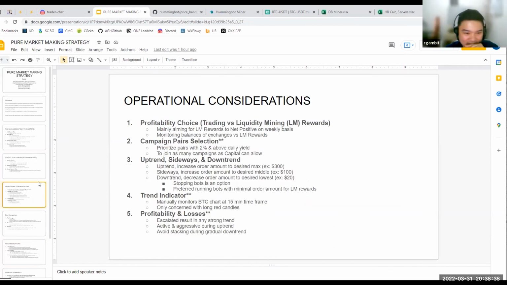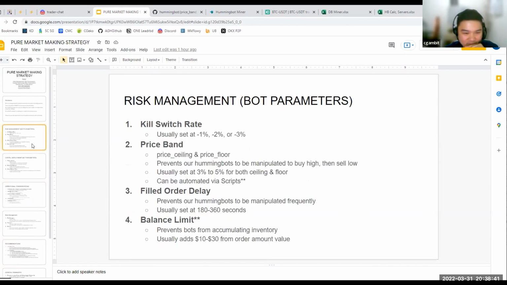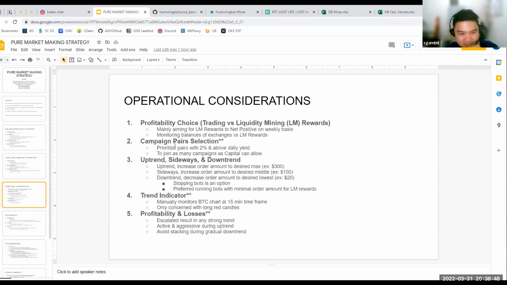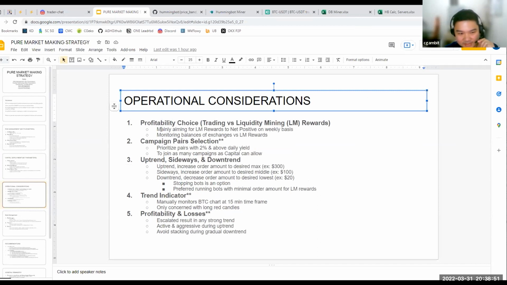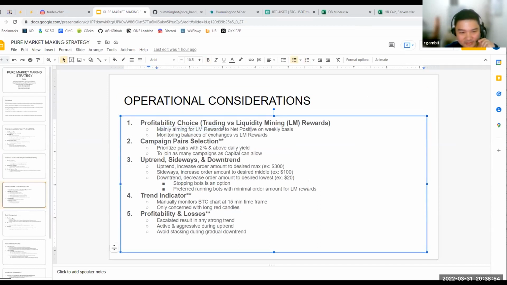I think the takeaway is mostly this: most users will be more concerned with the parameters, but for us it's more on the operational side, especially gaining the liquidity mining rewards, and how we deal with the market movements. We have experimented a lot on these market crashes, and what is more effective for us is being more aggressive on the uptrend, and then in the downtrend we just reduce our exposure.